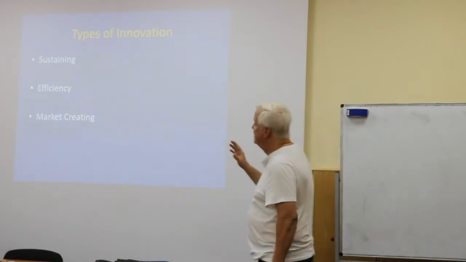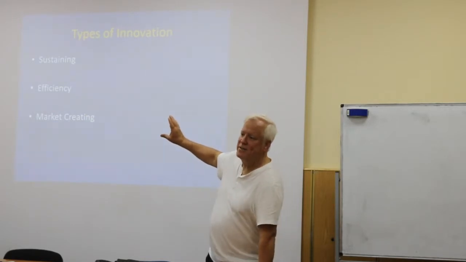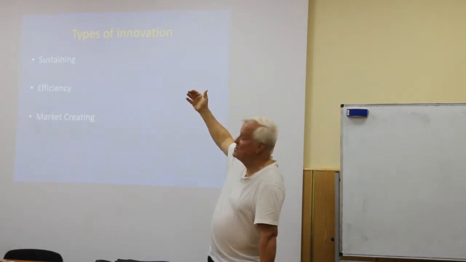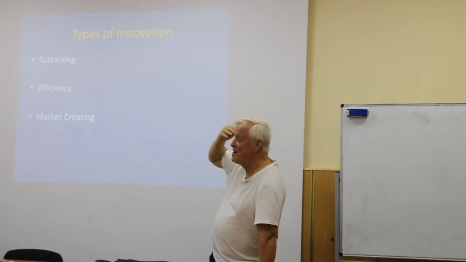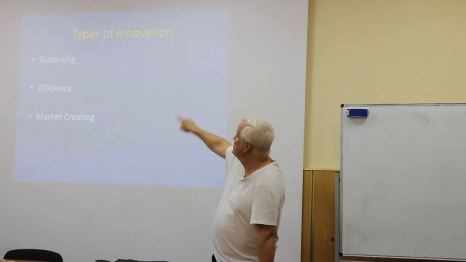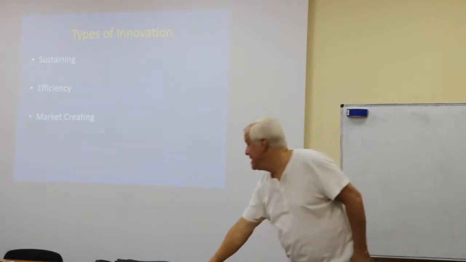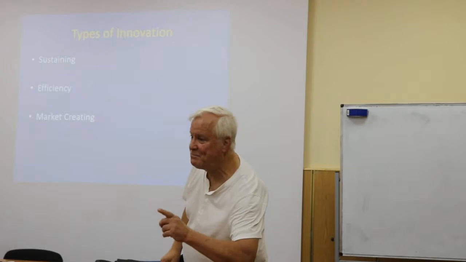There's actually, and this is like pure economics now, right? Because I'm an economist. Professor Rose is an economist. This is economics. There's three, and this is all designed to help your thought process, okay? There's three kinds of innovation, and there they are, okay? Sustaining, efficiency, and market creation, okay?